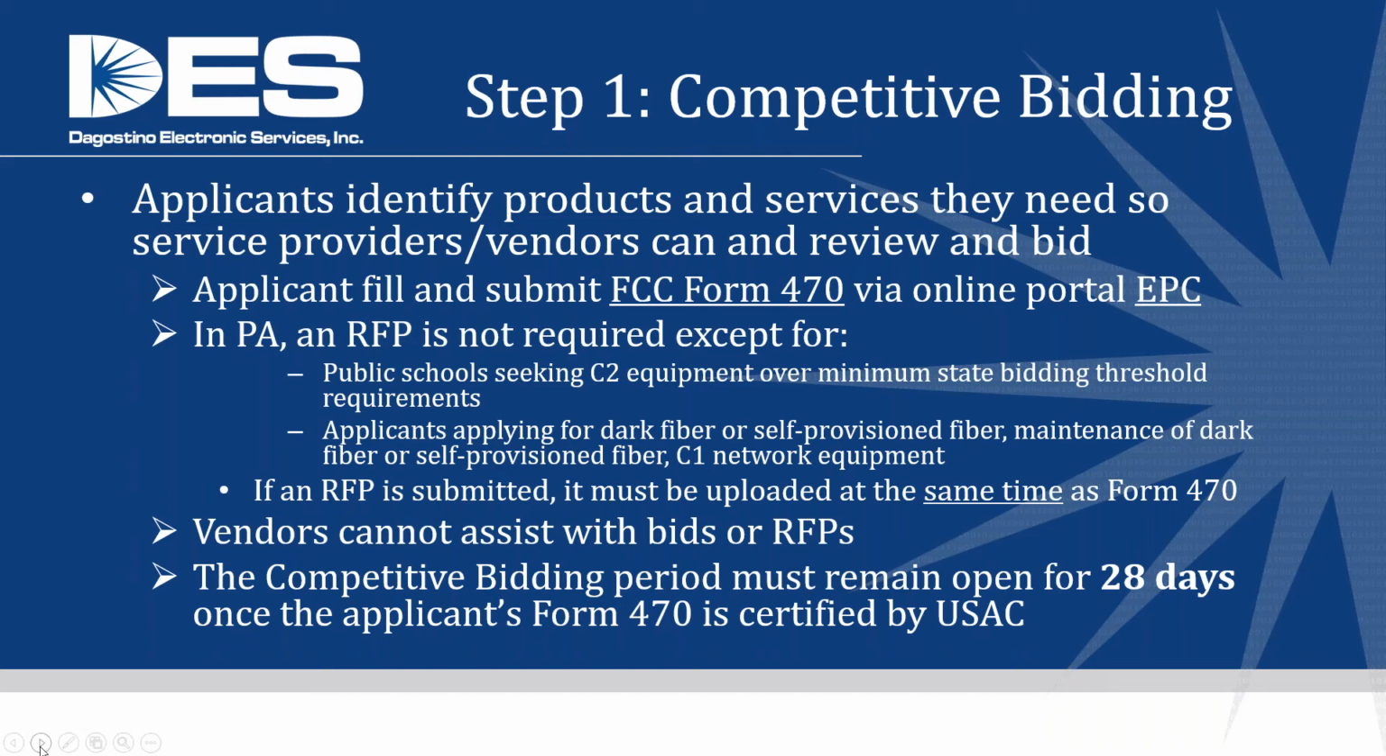And then in Pennsylvania, an RFP is not required except for public schools seeking a Category 2 equipment over minimum state bidding threshold requirements, which was $19,400 in 2018. And it's also not required for applicants applying for dark fiber or self-provision fiber, maintenance of dark fiber, and C1 network equipment. And then if an RFP is submitted, it must be uploaded at the same time as your Form 470.